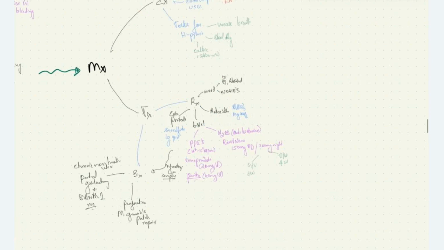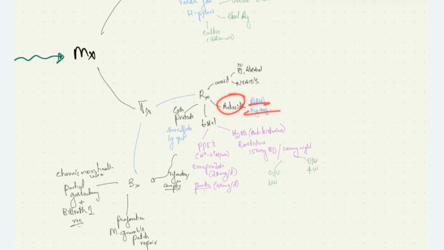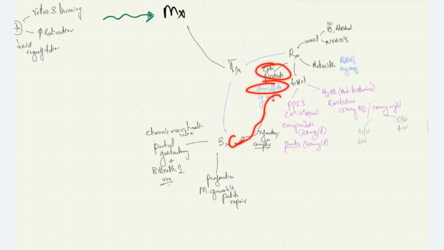The treatment we saw: we avoid the things which are causing damage. And also antacids, we can give aluminum hydroxide and magnesium hydroxide. We reduce HCl secretion by giving H2 blockers or proton pump inhibitors. We can give cytoprotective agents like sucralfate. If the patient is refractory to medical treatment or has complications, in the case of a chronic non-healing ulcer, we can perform partial gastrectomy with Billroth 1 reconstruction, and if the patient has perforation of the ulcer, we perform modified Graham's patch repair.